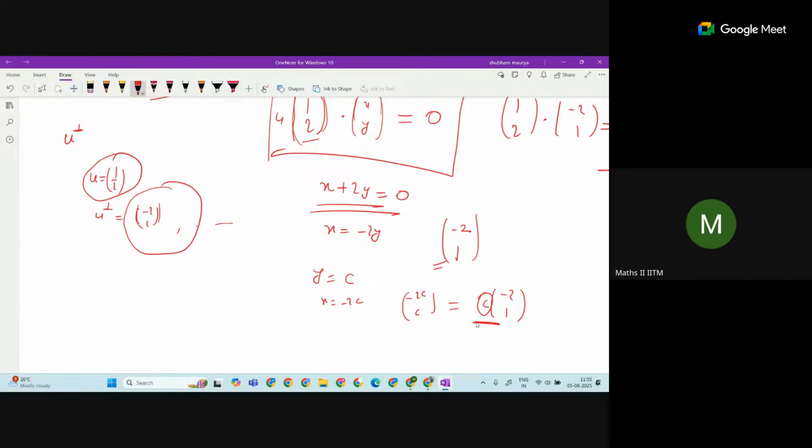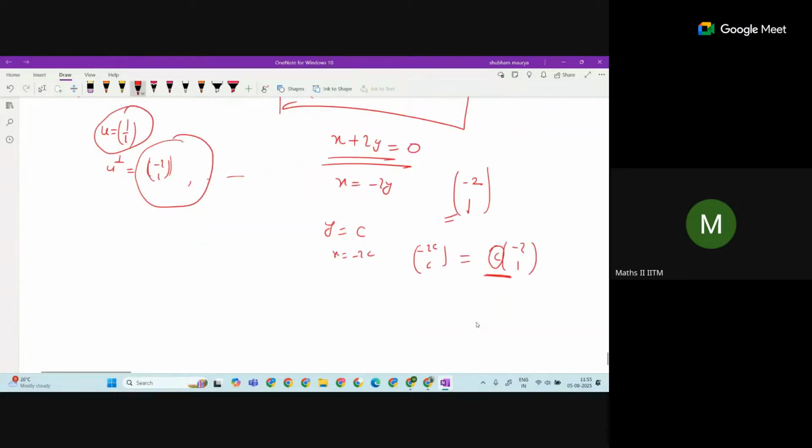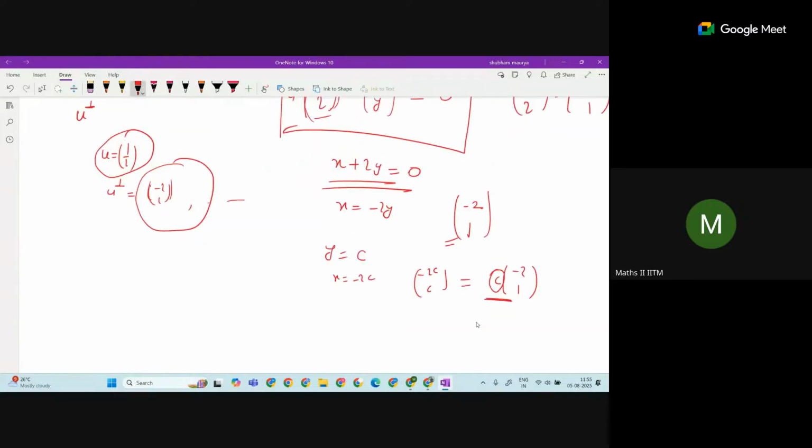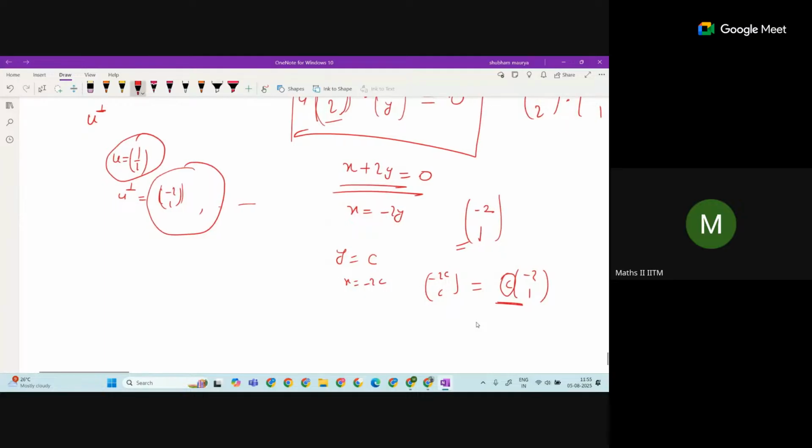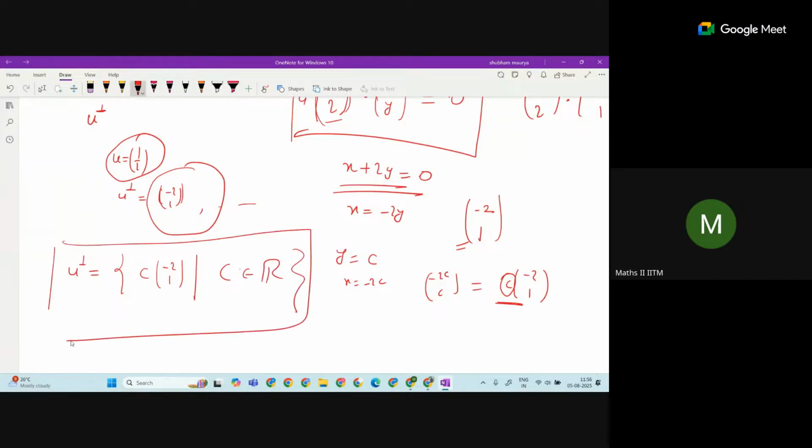Okay. But for the timing, I think the professor also said that it is not going to be one vector, it is going to be a set. If you want to write U orthogonal complement, you can write it like this: c times the vector (-2, 1), where c belongs to the scalars. This set is called the orthogonal complement.